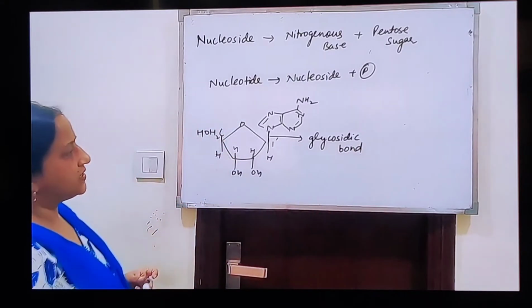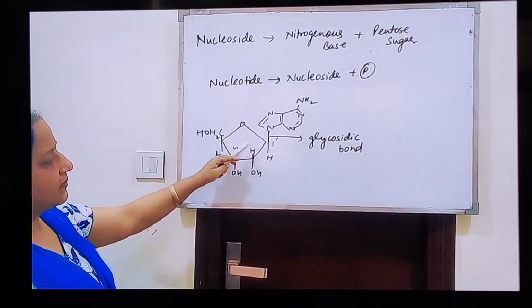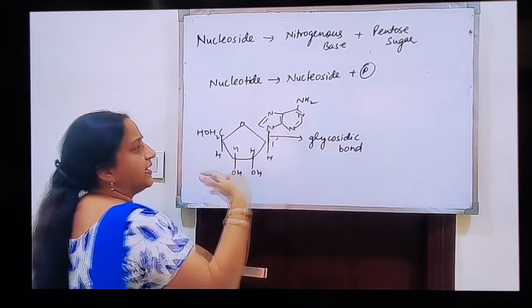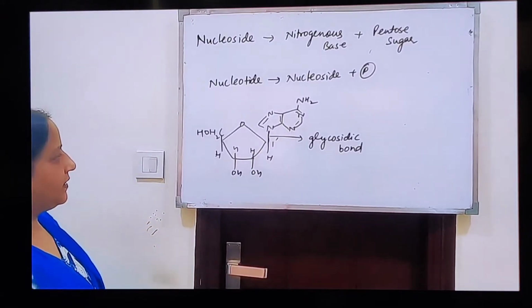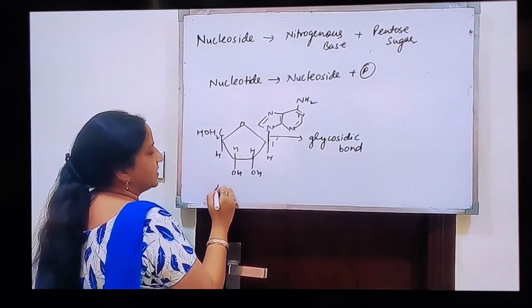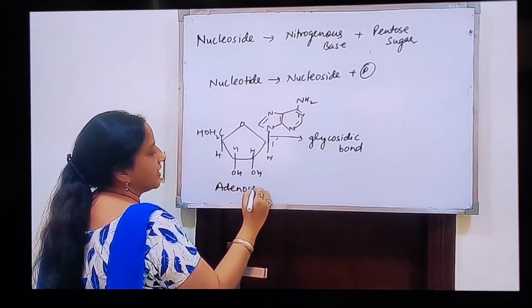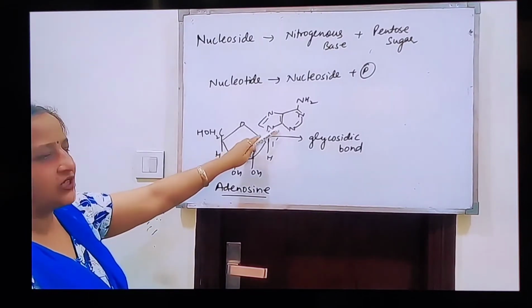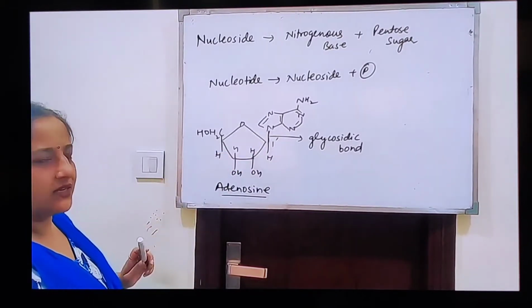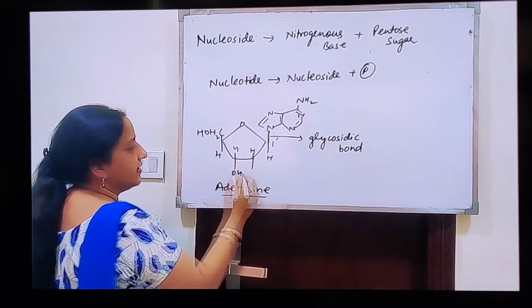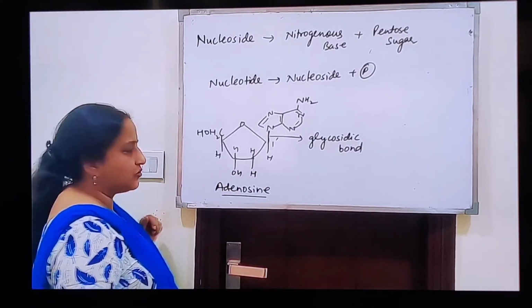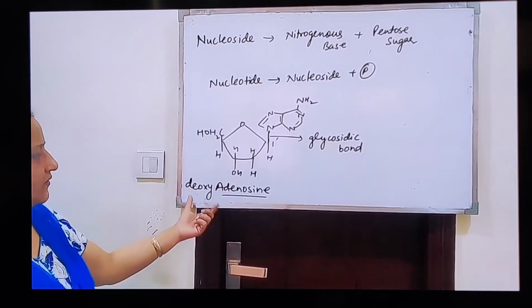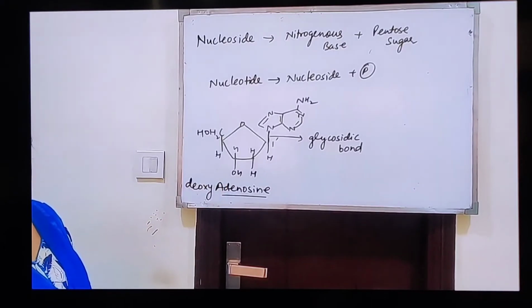Glycosidic bond is formed between 1' carbon of the sugar and nitrogen of the base. It can be purine or pyrimidine. This structure formed is known as adenosine. Why is it known as adenosine? Because to ribose sugar we have attached adenine. If I change from ribose sugar to deoxyribose sugar, then the resultant structure will be called deoxyadenosine.